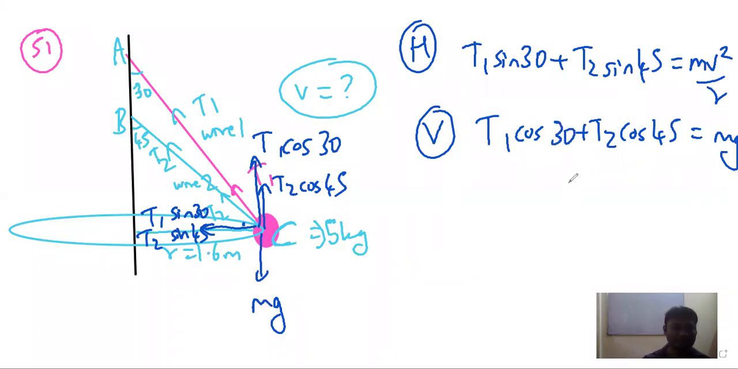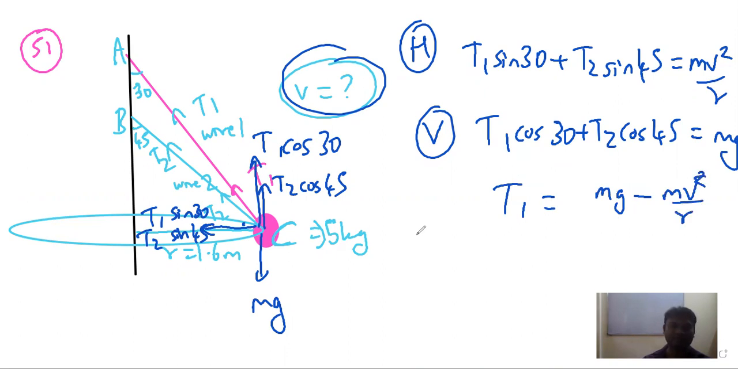So we have two equations. So I can solve these two equations. What do we need to find? We have to find the velocity value, minimum velocity. So I can solve these two equations for T1. On solving, we'll get mg minus mv square by r, where r is the radius of the circular path. So we will have T1 equal to mg minus mv square by r, upon root 3 minus 1 upon 2. So this will be the value of T1.